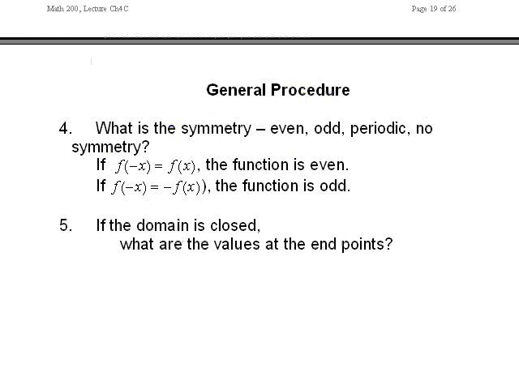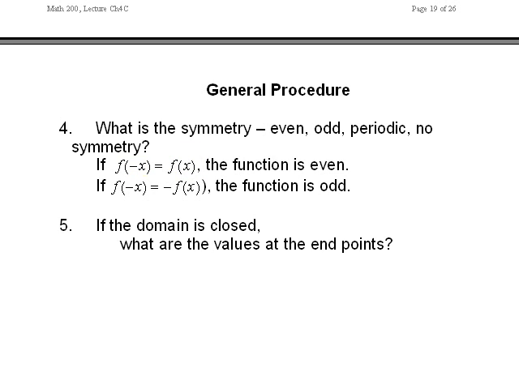The next important point that I didn't mention yet is symmetry. Is it even, odd, periodic, or is there no symmetry? If it's an even function, you know it's reflected about the y-axis. It's a mirror image on either side of the y-axis. The way to test for it algebraically is to take your function f of x and substitute negative x into the equation. If that doesn't make any difference and you still get back the original equation, the function's even.